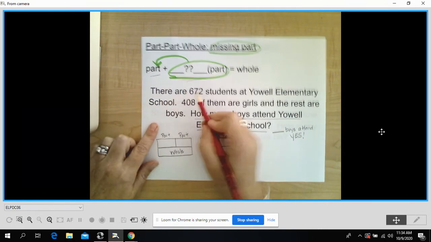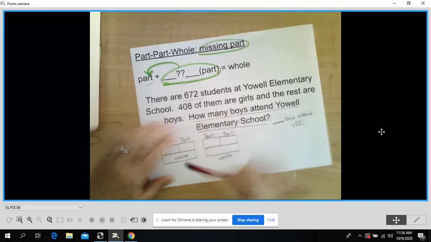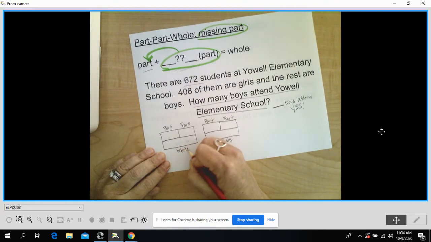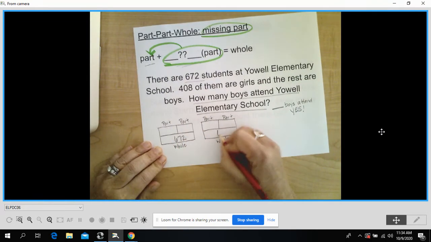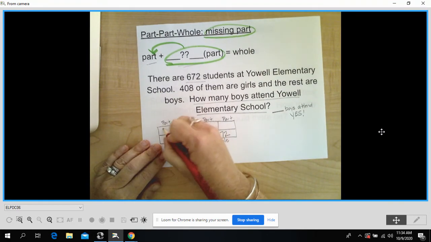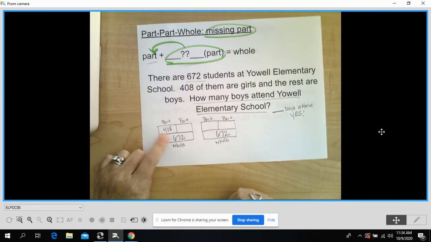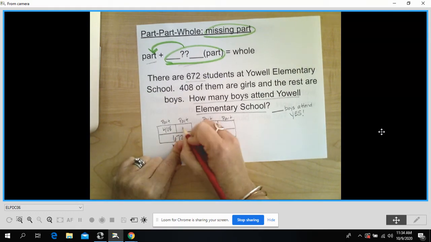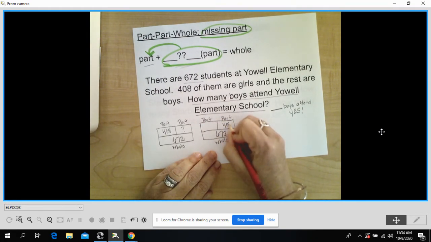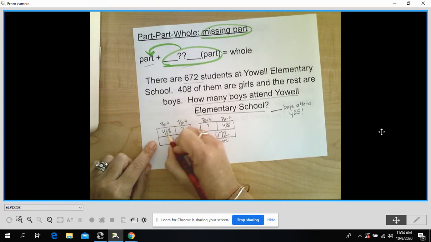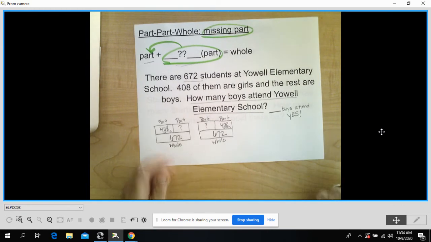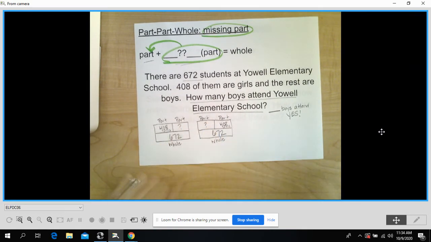So 672 students at Yowl, that is the whole. 408 of them are girls. See, that's a part. And the other part I need to figure out are the boys. And I can do it either way. Since there's no action, I can put the part there. So here are my girls. We got to figure out the boys. Okay, so I can put it either place in my diagram.